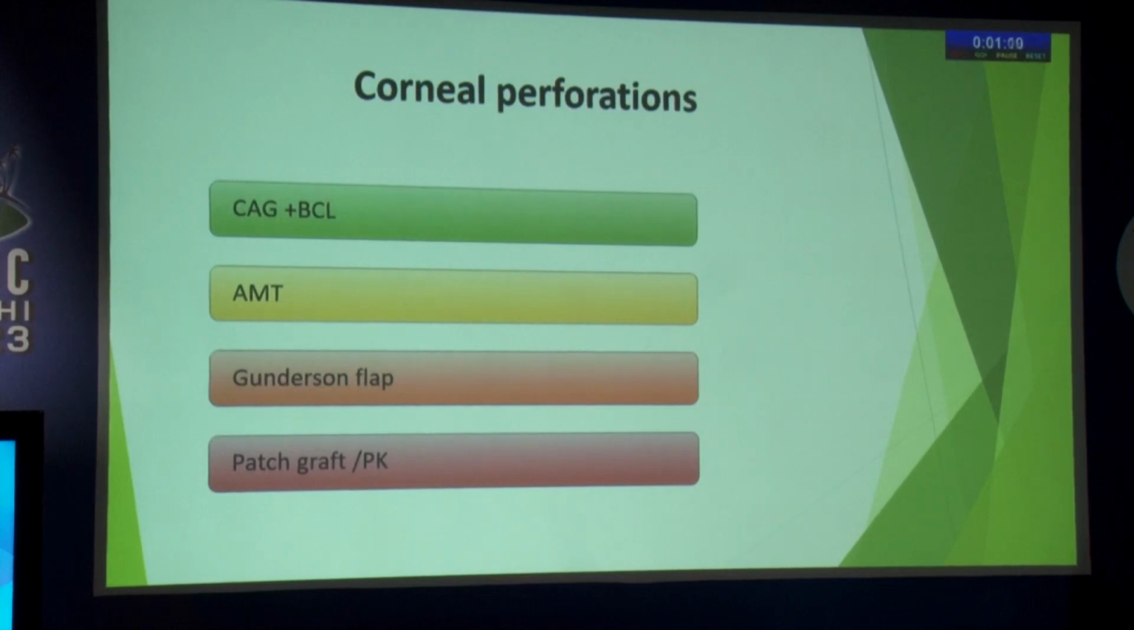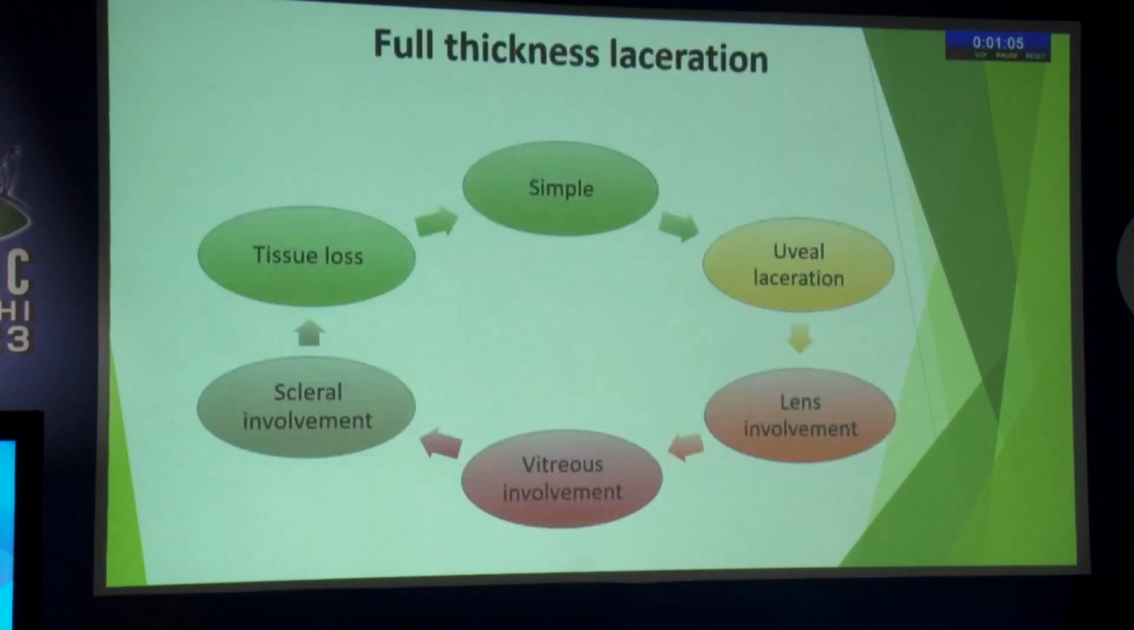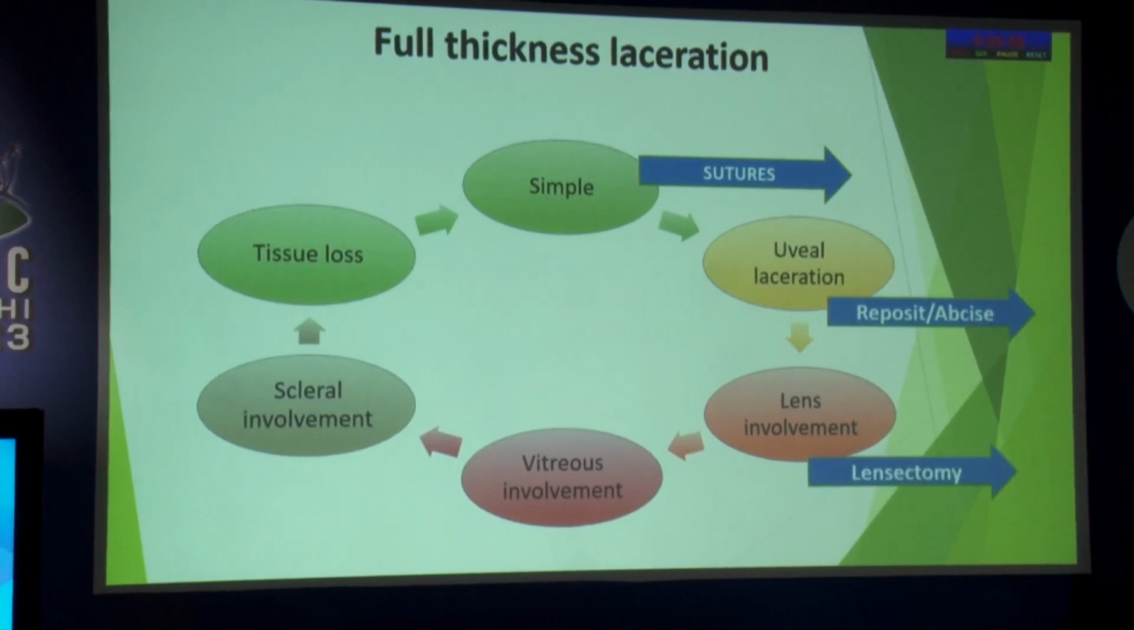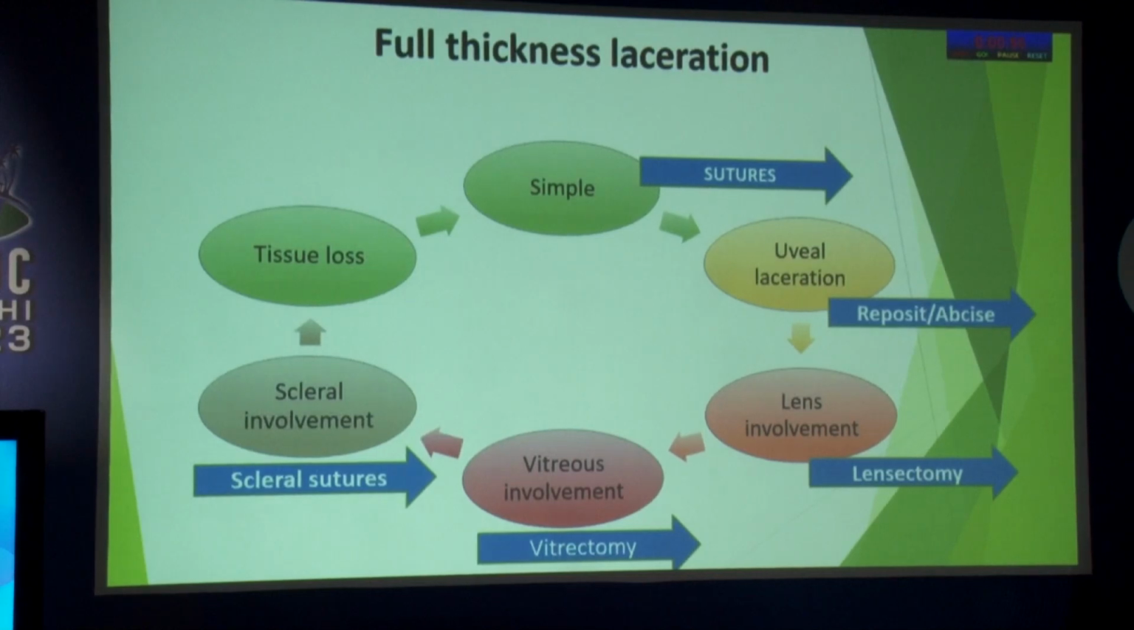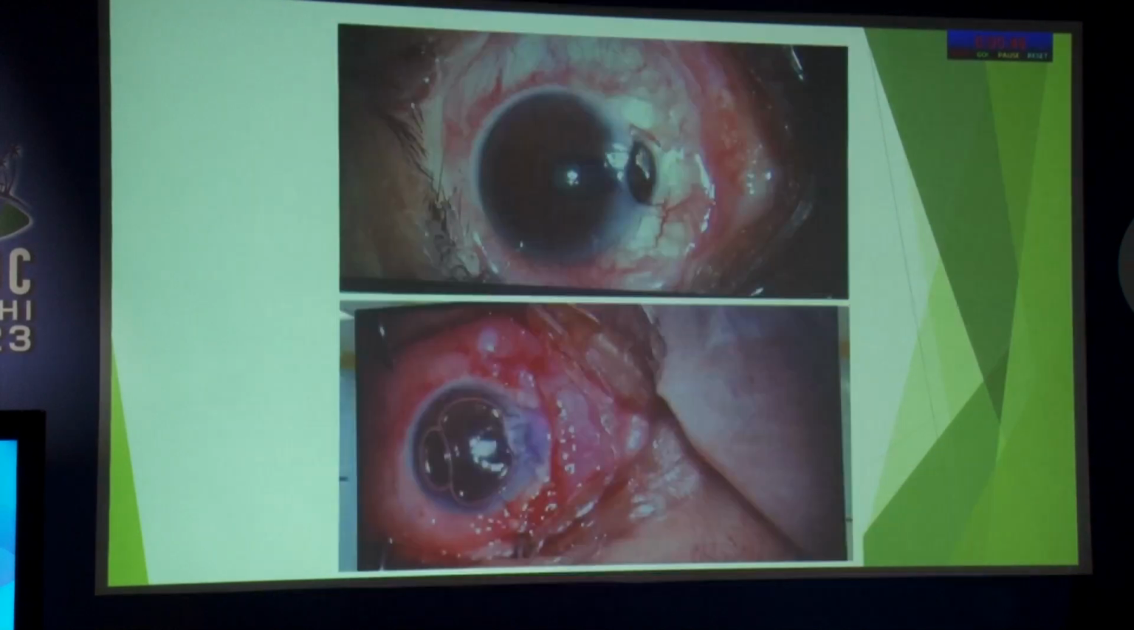If you see a definitive tissue loss, we should always plan for a patch graft or PK. In case of full thickness corneal laceration, if it is just simple, go ahead with sutures. Uveal laceration, abscise or reposit depending on the viability. In case of lens involvement, do lensectomy. If there is vitreous involvement, vitrectomy has to be planned. And scleral involvement, put scleral sutures. If there is tissue loss, remember to replace it with a graft.